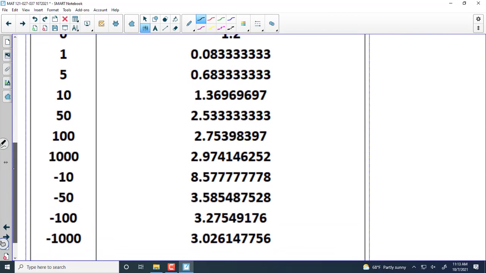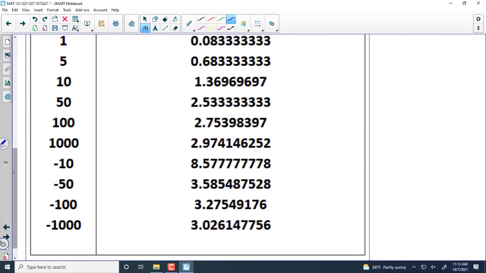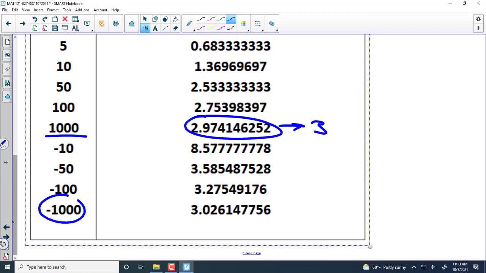As we go out, this number, as we get out here to 1,000, we can see that this number is getting closer and closer to 3. And as we go out to negative 1,000, we can see that this number right here is also getting closer and closer to 3. One's coming at it from below, one's coming at it from above. But as we put in these bigger numbers, either towards infinity or negative infinity, we are approaching that horizontal asymptote.